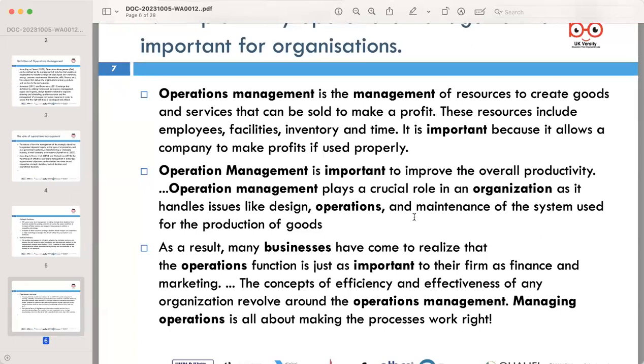Also, operation management is a cornerstone for enhancing overall productivity. It encompasses critical functions such as system design, operations, and maintenance, which are essential for the production of goods. It ensures that processes involved in production are streamlined and optimized for efficiency. So the ultimate goal of managing operations is to ensure that all processes operate seamlessly, contributing to the organization's success.